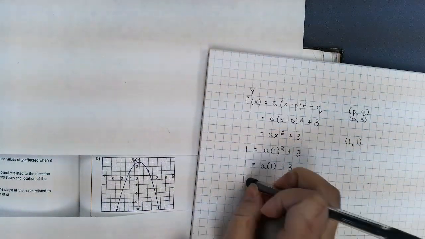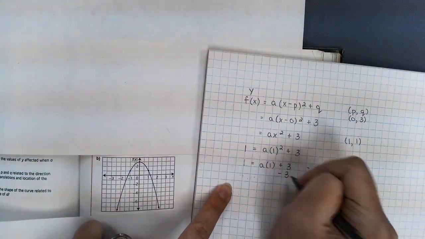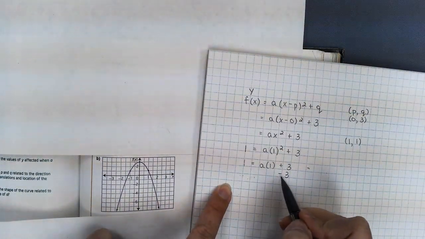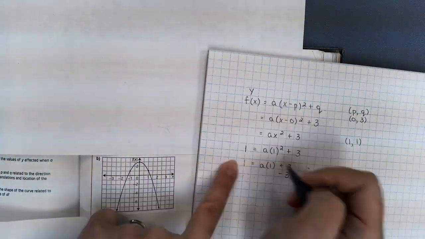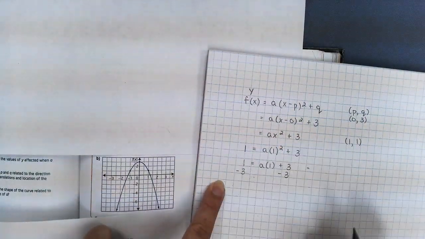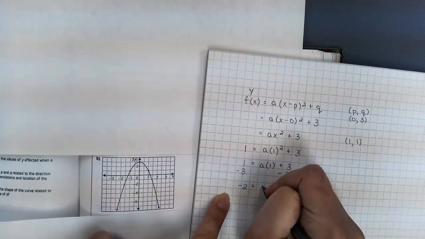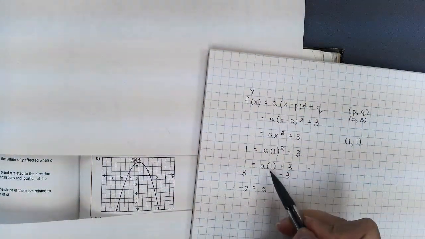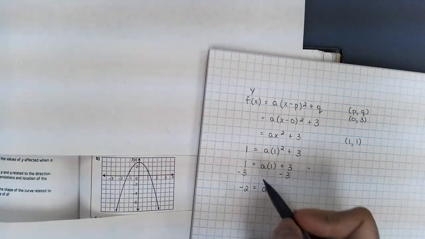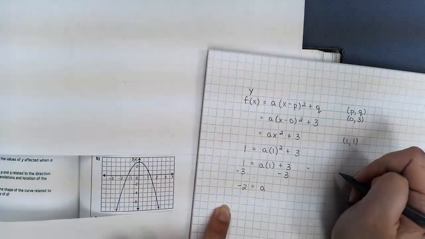So what I'm actually going to do is move this 3 to the other side by subtracting it. So if I do positive 3, subtract 3, that's going to give me 0. What I do to one side of the equal sign, I have to do to the other side. So I'm going to subtract a 3 over here, and I end up getting negative 2 is equal to a, since 1 times a is just a. So now I've got my a value.